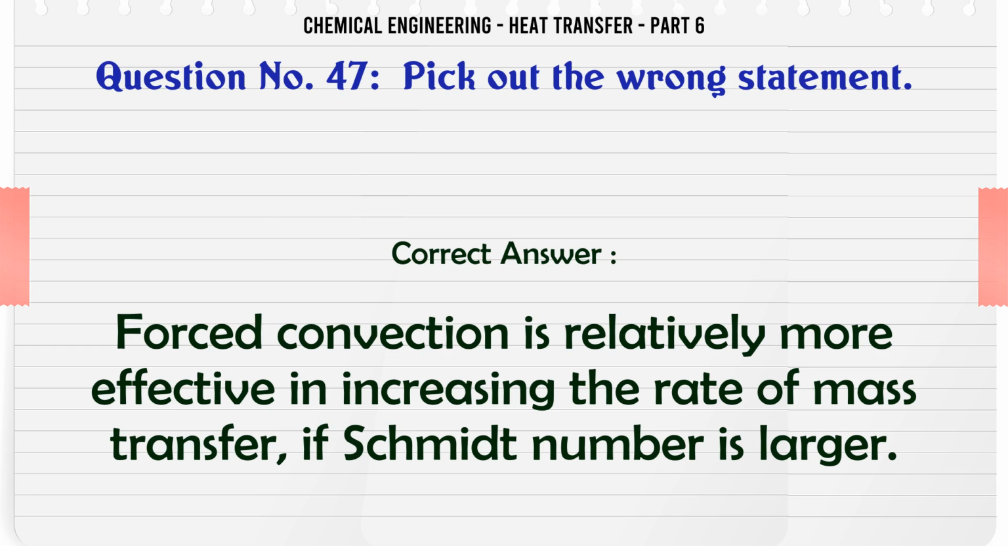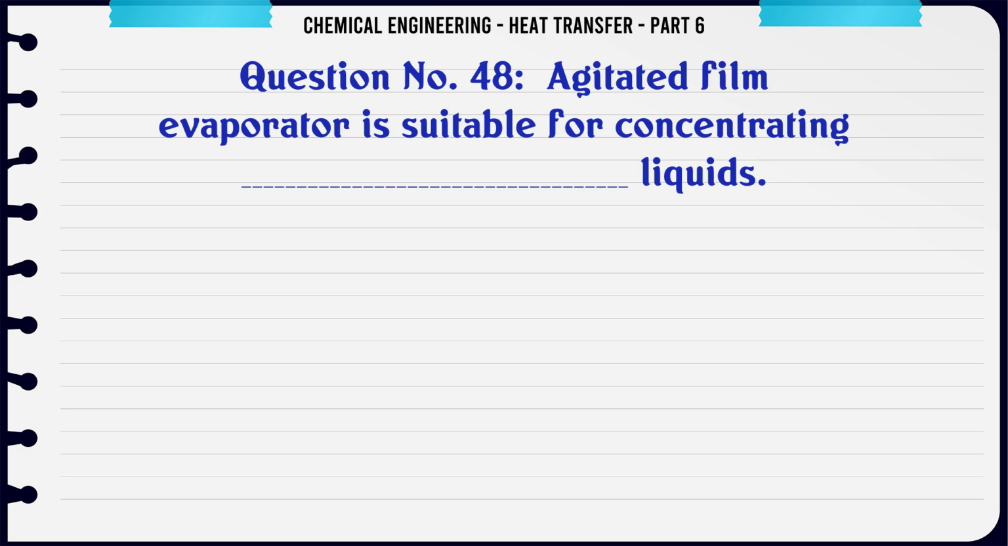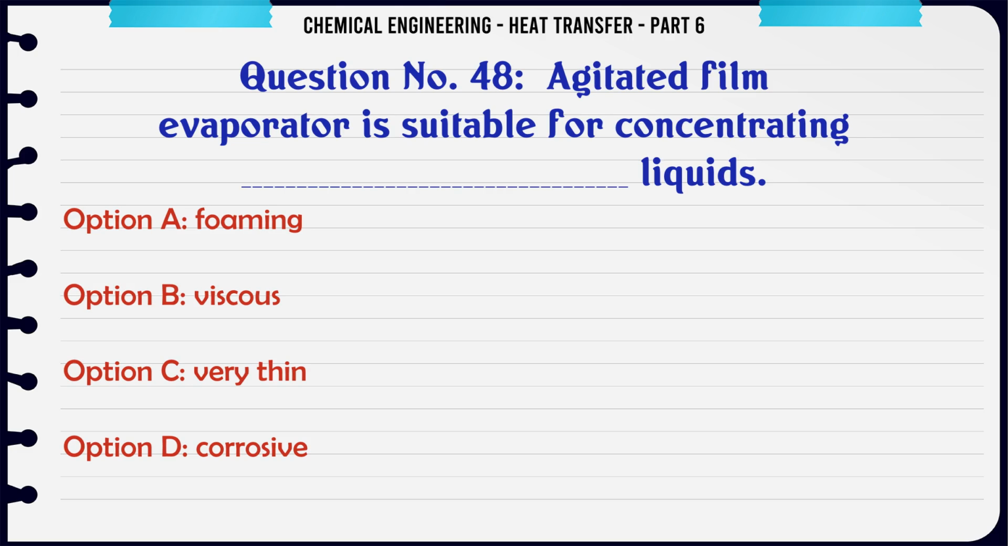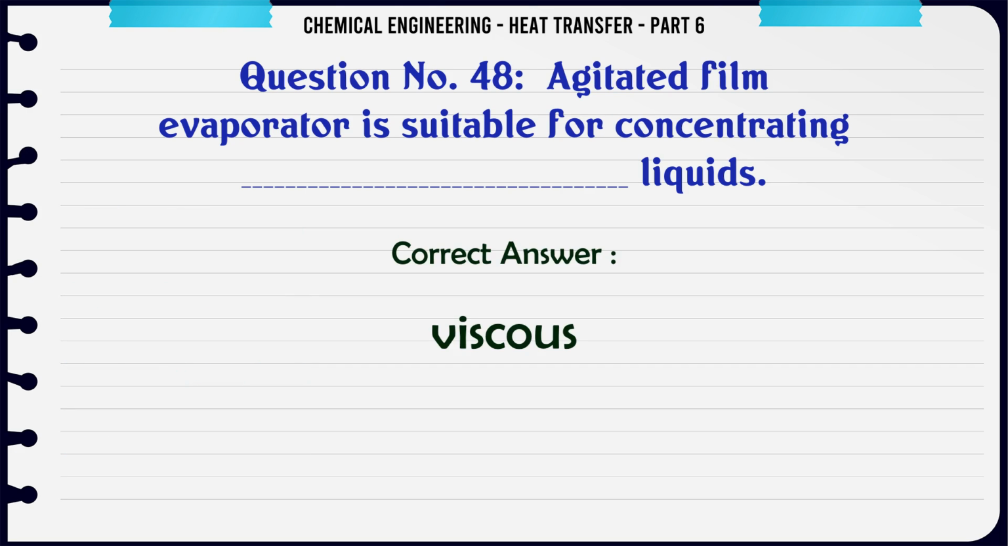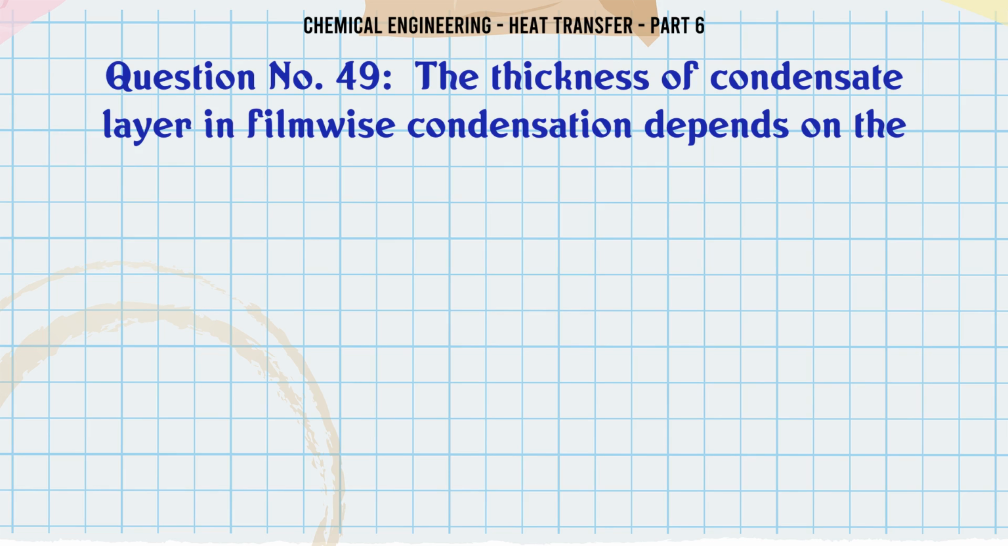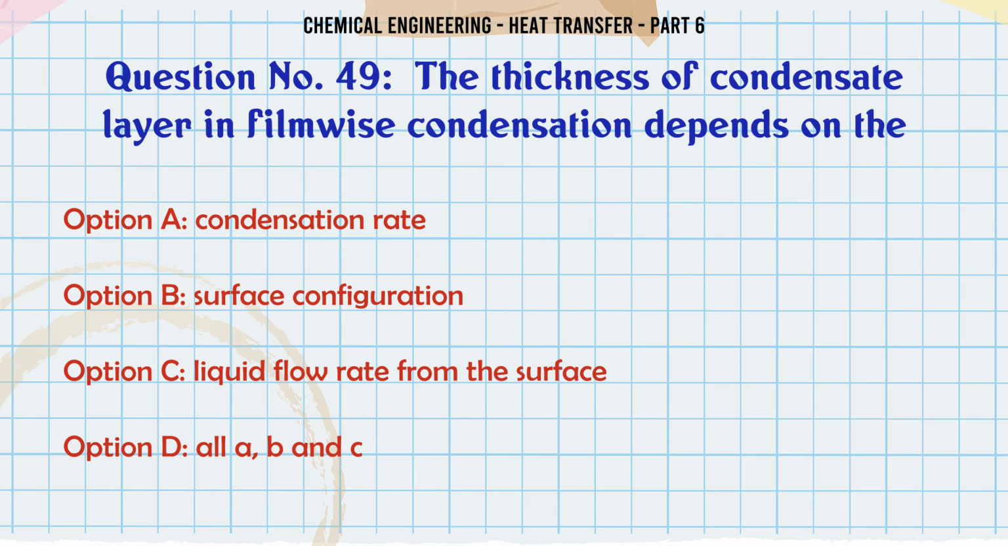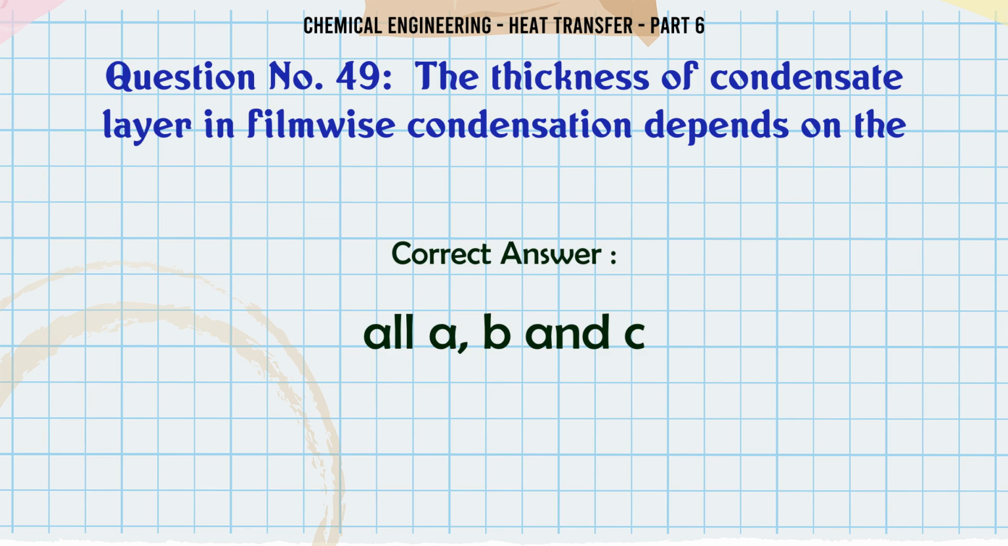Agitated film evaporator is suitable for concentrating liquids. A. Foaming. B. Viscous. C. Very thin. D. Corrosive. The correct answer is viscous. The thickness of condensate layer in filmwise condensation depends on the A. Condensation rate, B. Surface configuration, C. Liquid flow rate from the surface, D. All A, B, and C. The correct answer is all A, B, and C.